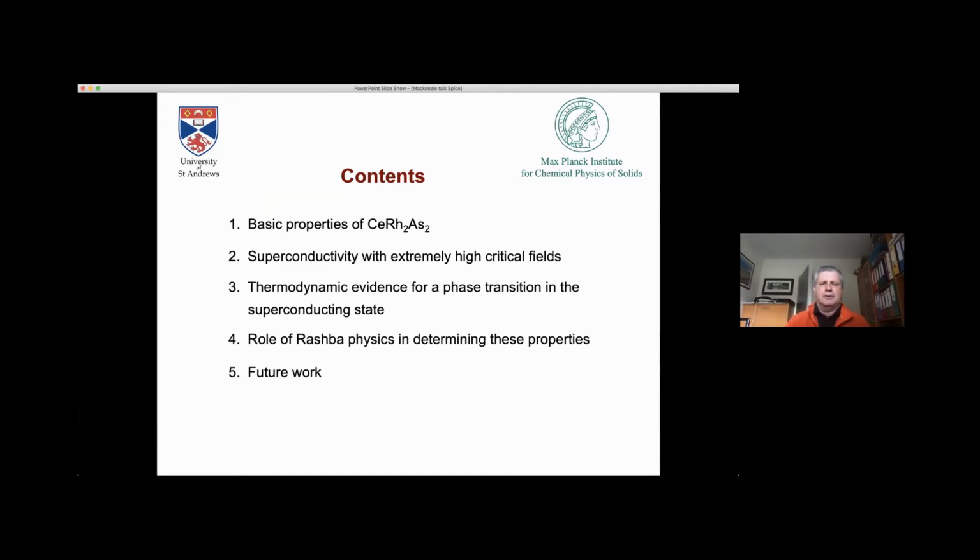So what I'm going to do is to tell you about the basic properties of cerium rhodium-2 arsenic-2. Then I'll talk about superconductivity and this very, very unusual phase diagram that we have for it. And throughout the talk, I'll be trying to outline why we believe Rashba physics plays a significant role in determining the properties. The final section is just there as future work to emphasize that while I'll talk to you about some aspects of the superconductivity today, there's still a lot that we don't understand about this material. And it looks to have very rich normal state as well as superconducting state physics.